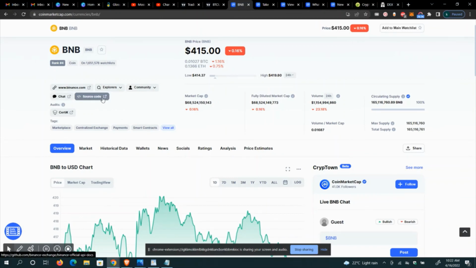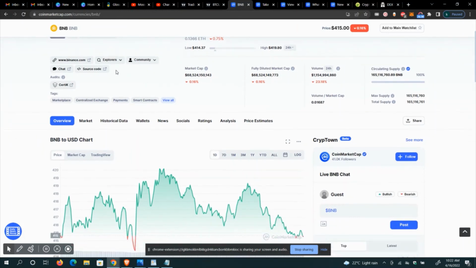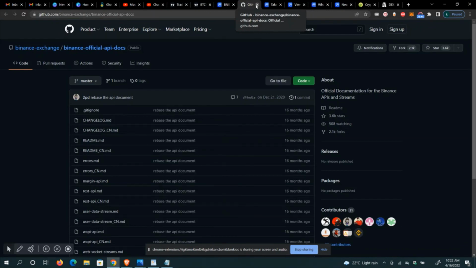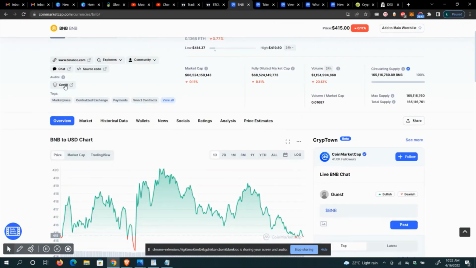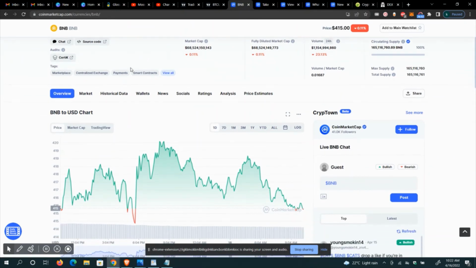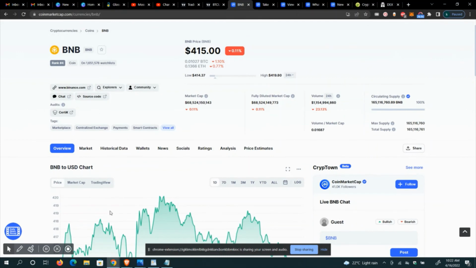Also the source code. The source code simply means, no, this is not the contract address. Yeah, okay. So you go on the marketplace. So back to what I was saying. Sorry for that, I went off for a while.